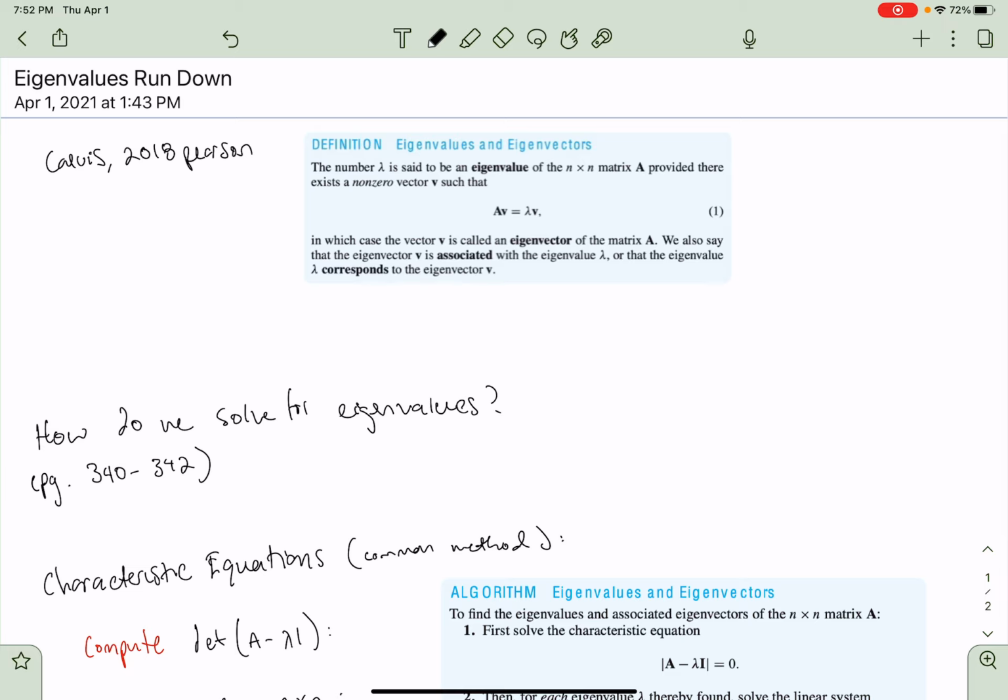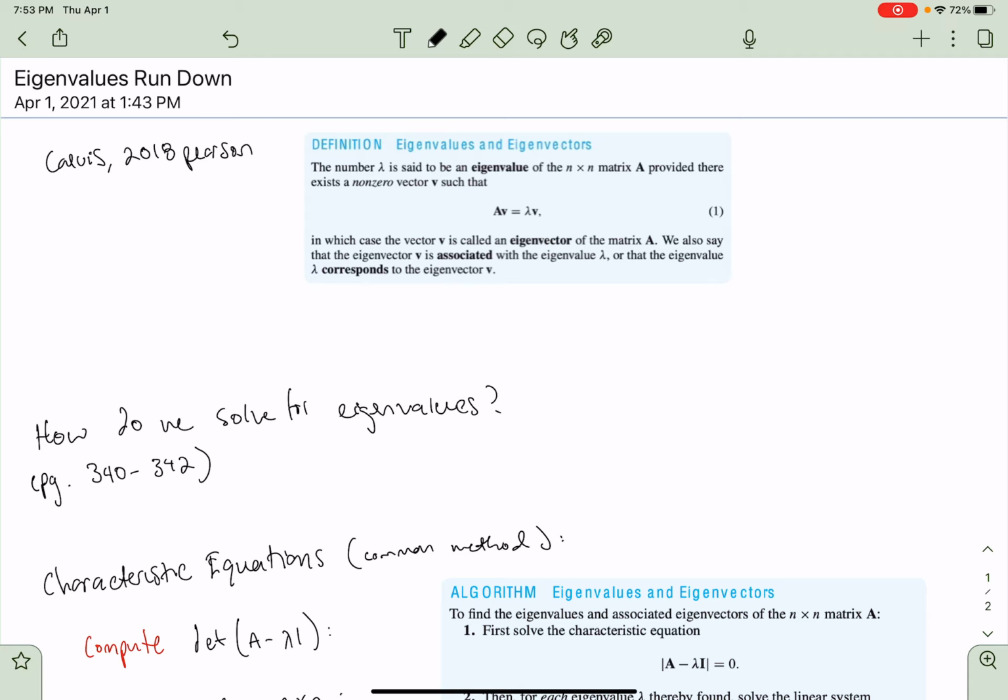Hey guys, this is going to be a quick tutorial on how to calculate eigenvalues using an n by n matrix. It's going to be a quick 5-minute video on how to calculate a 2 by 2 matrix. So using the Calvis 2018 book that we use in our MATH3195 class, this is from the Calvis 2018 Pearson book.